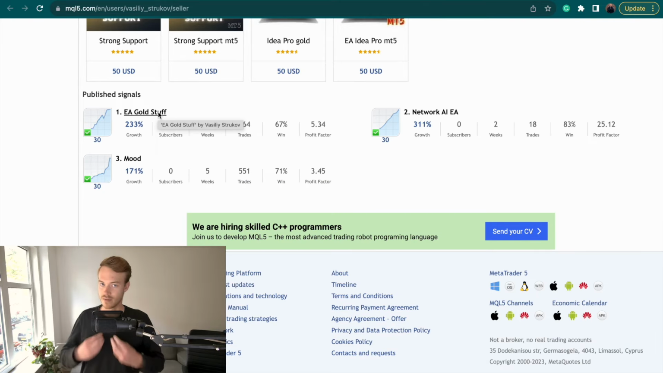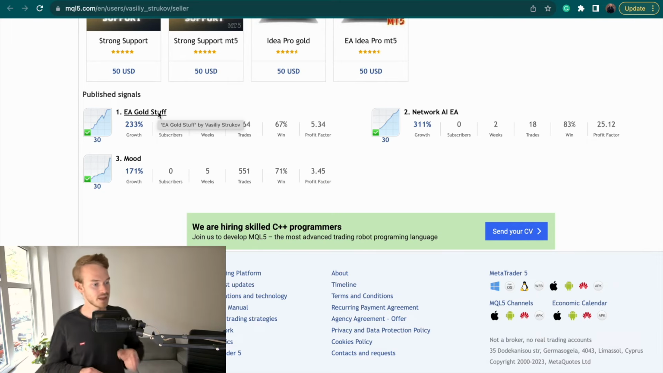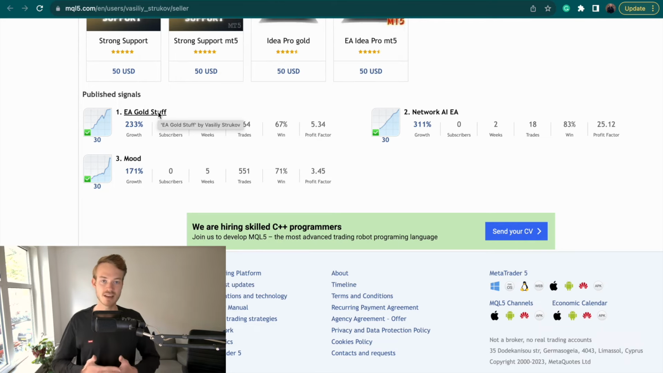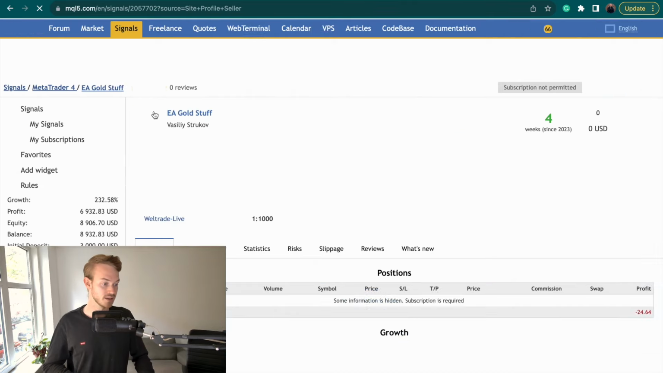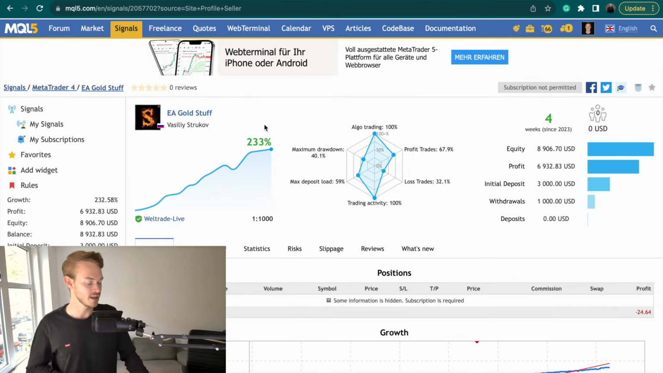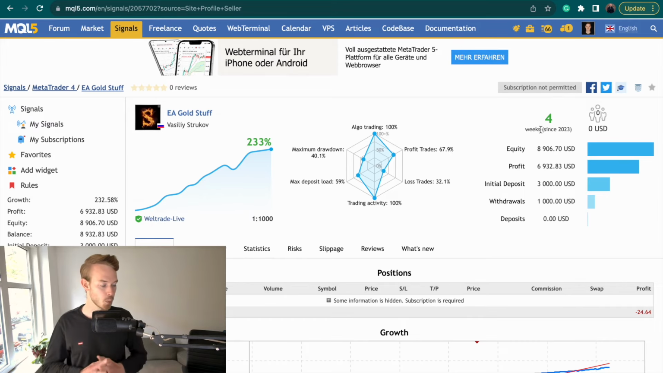This is already giving me a very strong feeling that especially that provider is probably switching the live signals to show the most convenient live results to make it as attractive to potential buyers selling his trading bot. So I would be already very careful of believing the provided published signals. Nevertheless, let's quickly check out the EA Gold Stuff live signal, and as we can see, it is live for only 4 weeks, what is way too short.